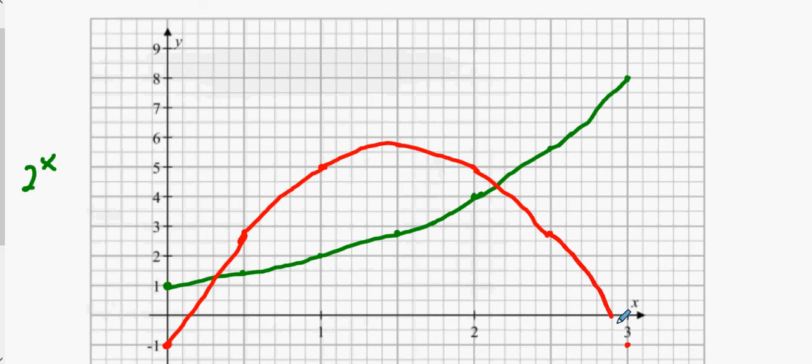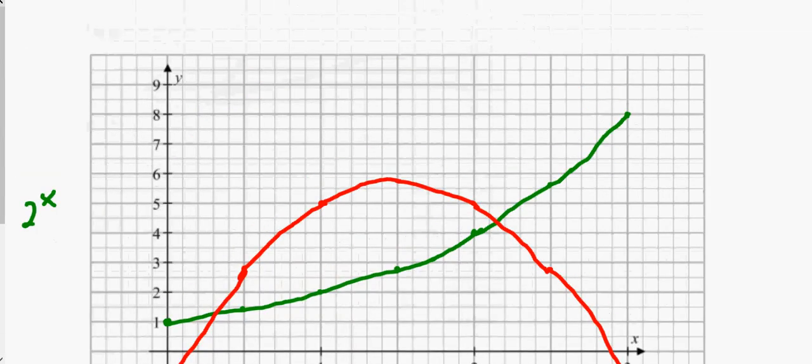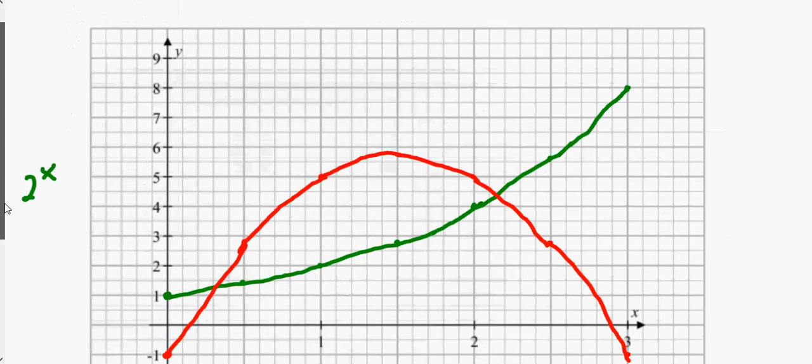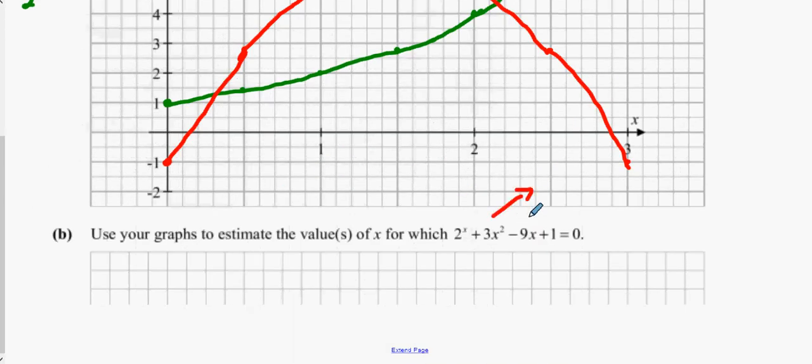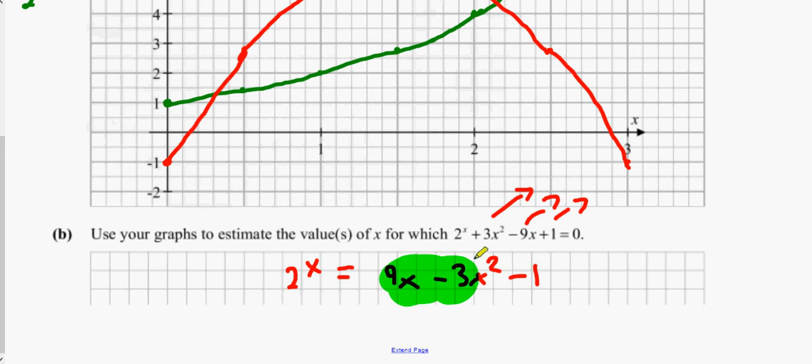Alright. It wants us to solve this here. Now what is this? Alright. Yeah, it looks a lot like what we had here, doesn't it? So what happens if I move this over the other side? What happens if I move these parts over the other side? I get 2 to the power of x equals 9x minus 3x squared minus 1. What do you know about that equation? No, that equation is the same as which line? That's the same as this line here, isn't it?